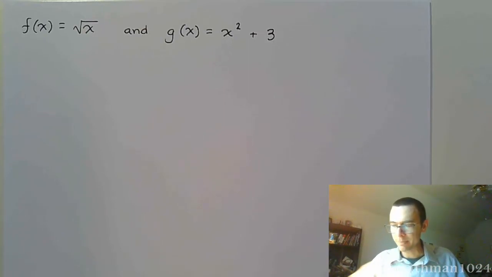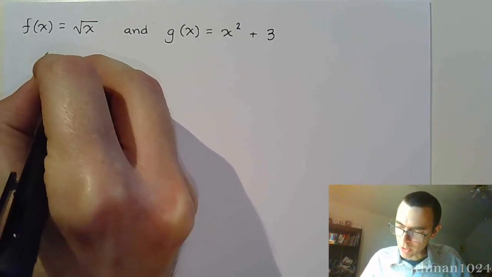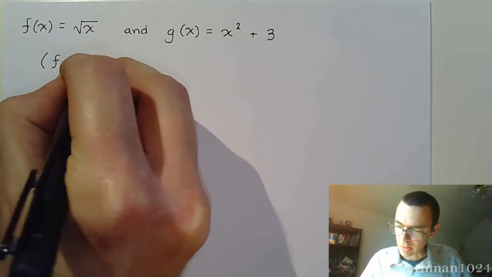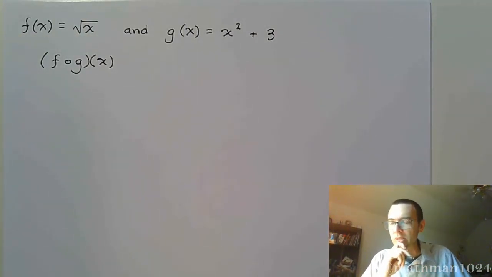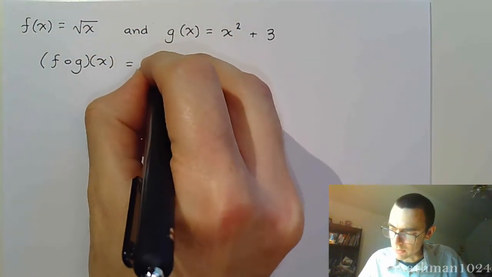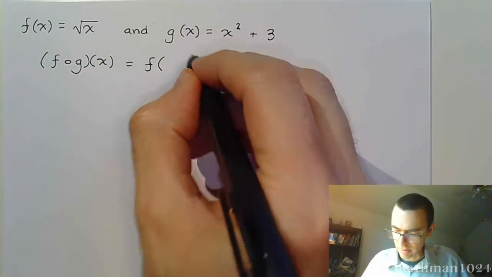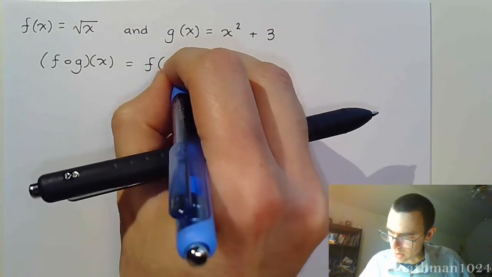Let's see what happens here. I know this is maybe not quite what you were expecting, but if I do one composition versus another one, let's see the difference here. So f of g of x means f of g of x.